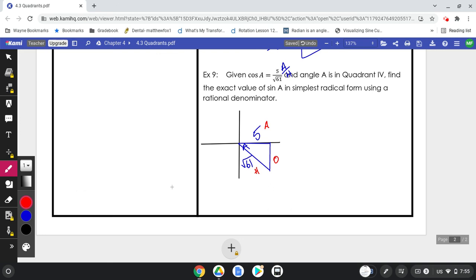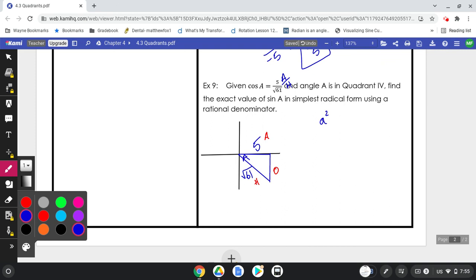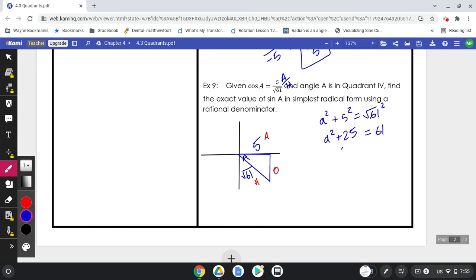Okay, so to find O, let's start off again with the Pythagorean theorem. So we can do A squared, I don't know what that is, plus B squared equals C squared. A squared plus 25 equals 61. We subtract the 25. A squared equals 36. Take your square root. A will equal 6. Now I put a 6 here. Is it positive or negative? Hopefully you know it's down, so it's going to be negative.